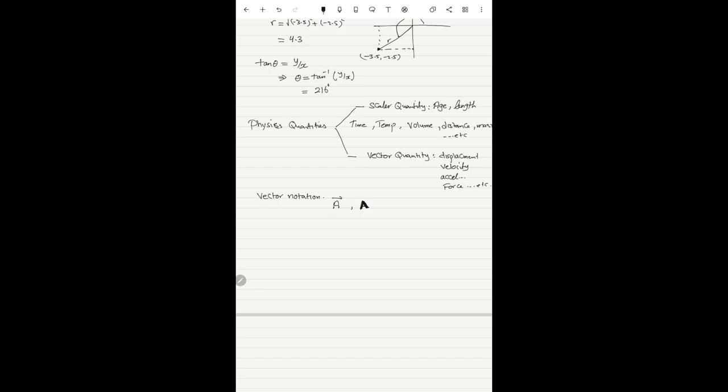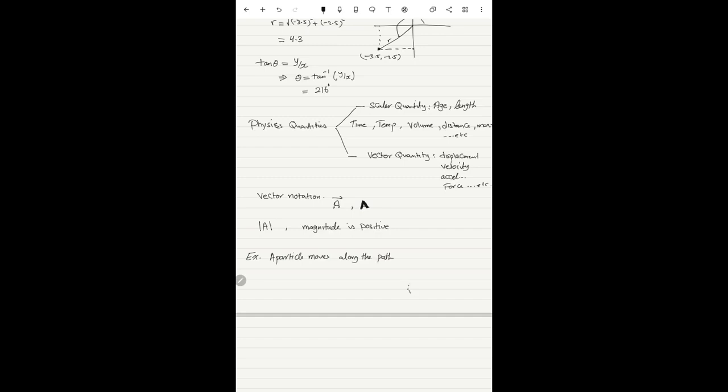So this one here represents a vector quantity, whether it's a letter and an arrow above that letter, or a bold letter like this. Wherever you see this here, it means the magnitude for this quantity. Remember, the magnitude is always positive. So magnitude is positive.